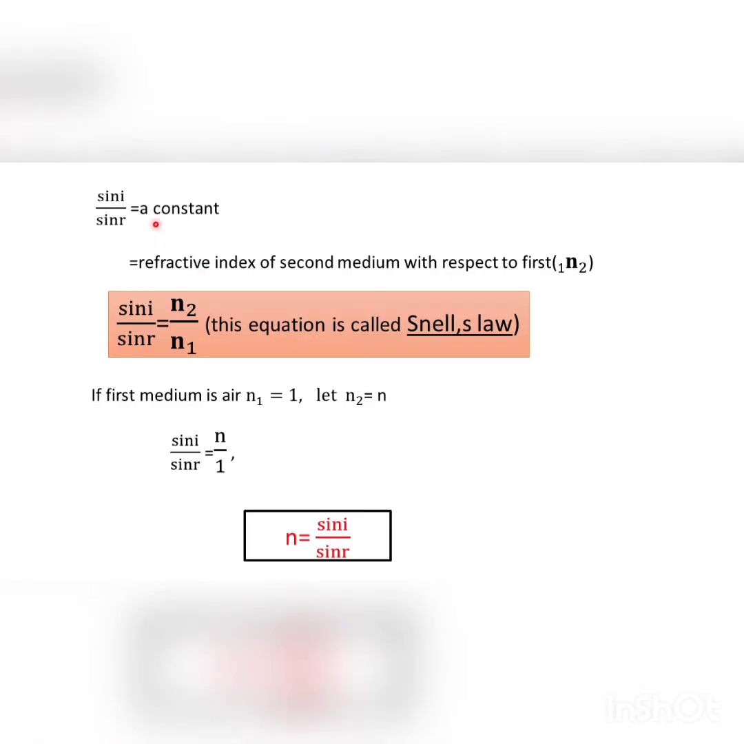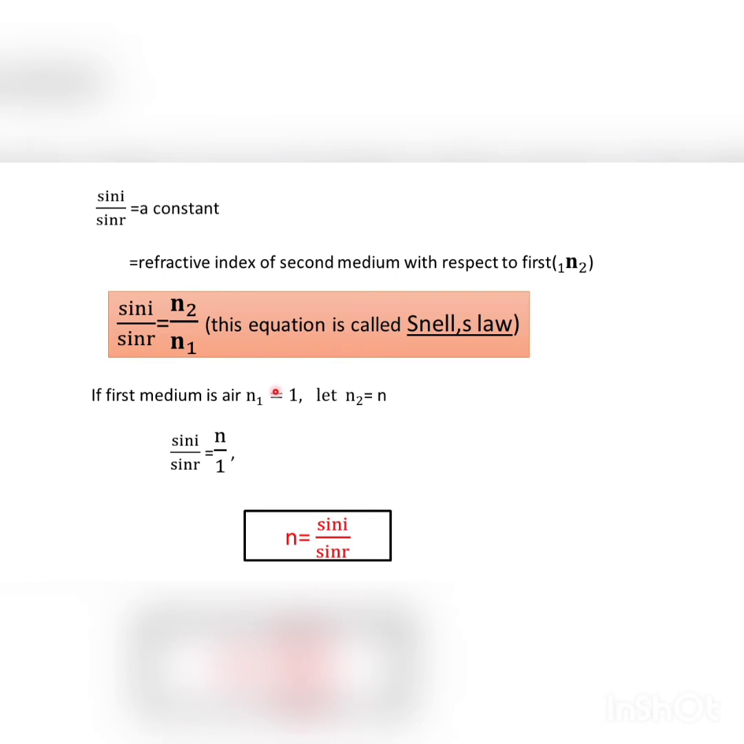So sin A by sin R equal to a constant is called the refractive index of the second medium with respect to the first, or N21. We can write sin A by sin R equal to N2 by N1, that is, the refractive index of the second medium by the refractive index of the first medium. This is called Snell's law.